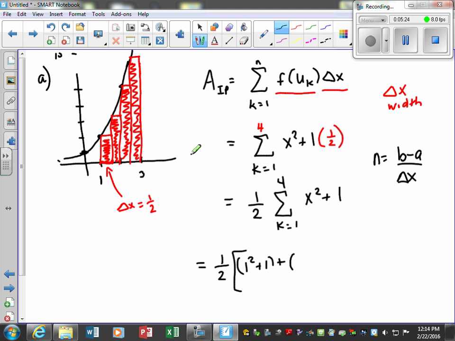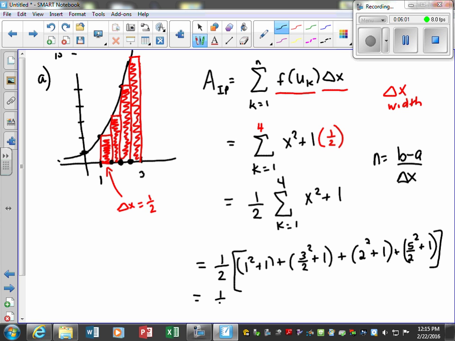Well, the next term, if this one was 1, what's this one? 1.5, right? So let's do 3/2 squared plus 1. What's our next spot right here? 2. 2 squared plus 1. And then what's this next one? The beginning of the next one. Yes, so which is 5/2 squared, or if you put 2.5, that's the same thing. Plus 1. Okay, and now we're just going to calculate those.